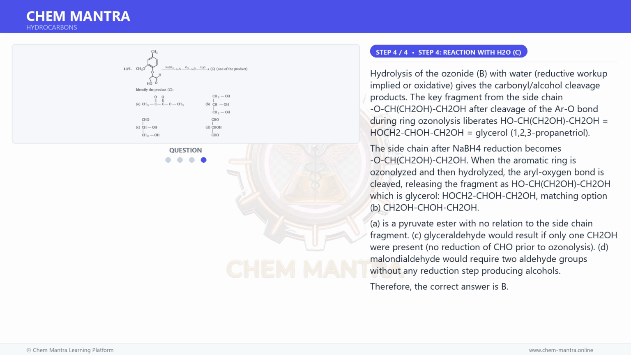A is a pyruvate ester with no relation to the side chain fragment. C. Glyceraldehyde would result if only one CH2O were present, with no reduction of CHO prior to ozonolysis. D. Malondialdehyde would require two aldehyde groups without any reduction step producing alcohols.